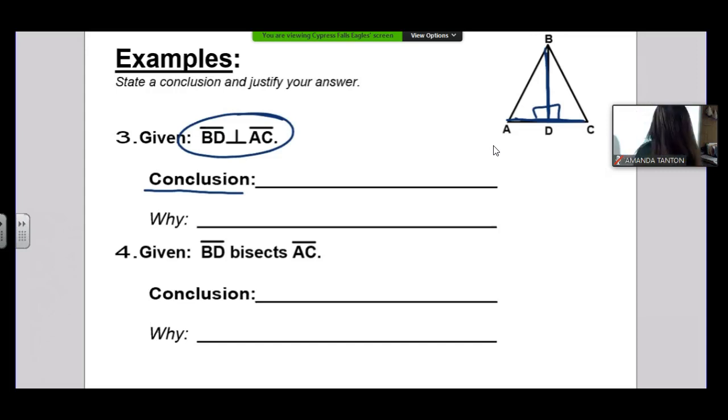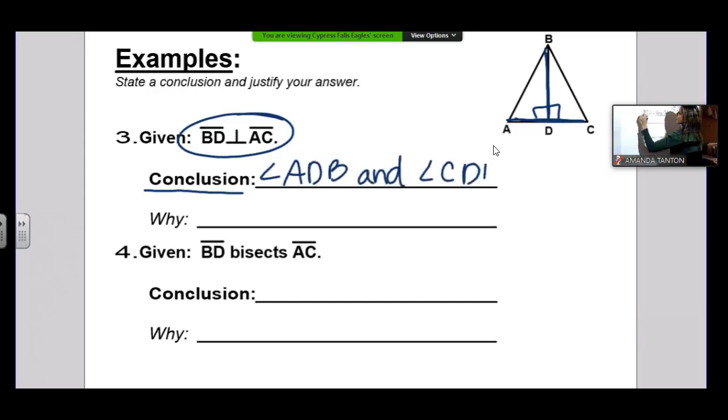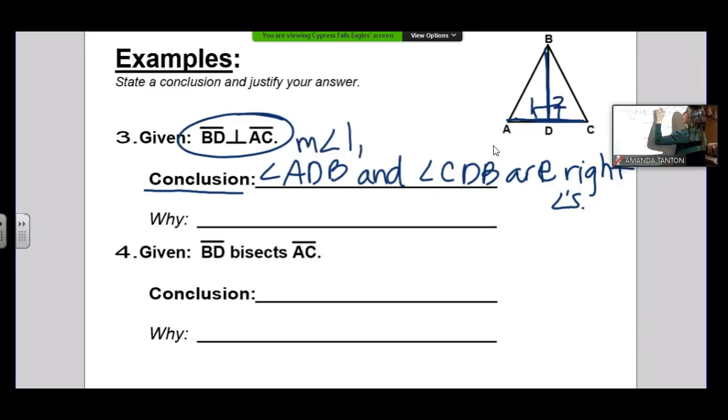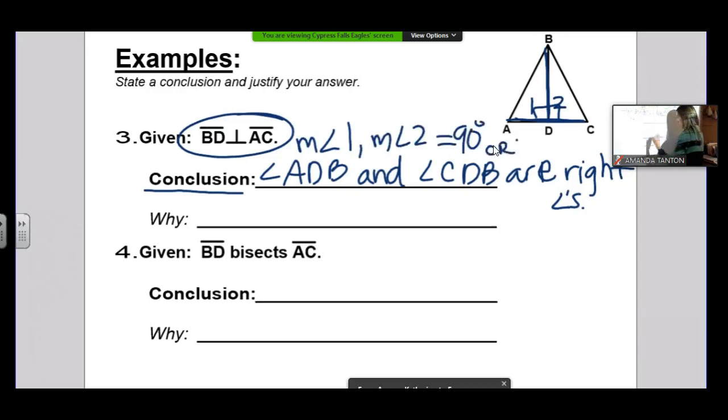So my conclusion is that angle ADB and angle CDB are right angles. Or you can put that, I'm going to cheat and put my 1 and 2 just to save time, the measure of angle 1 and the measure of angle 2 is 90 degrees. Either or. Those are the conclusions that come from perpendicular. Do I agree that those are congruent angles? Yes, I agree. But that's not the conclusion you get when you're perpendicular.